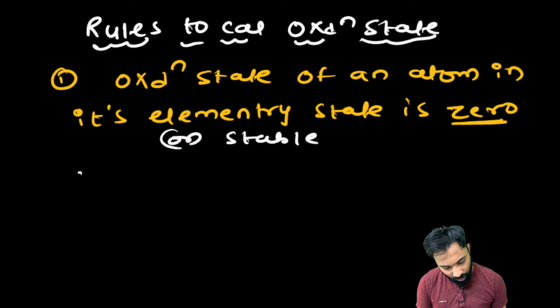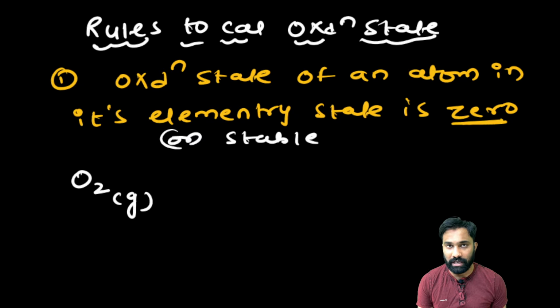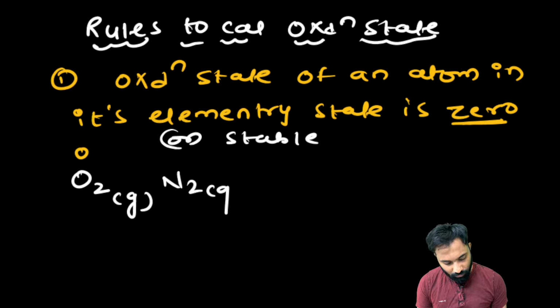Example, oxygen is present in nature as O2 gas. So if they ask what is the oxidation number of O2, the oxidation number of O2 will be 0. And N2 gas, what is the oxidation number of N2 gas? If they ask, N2 is present in its elemental form as a gas. Its oxidation number is 0.